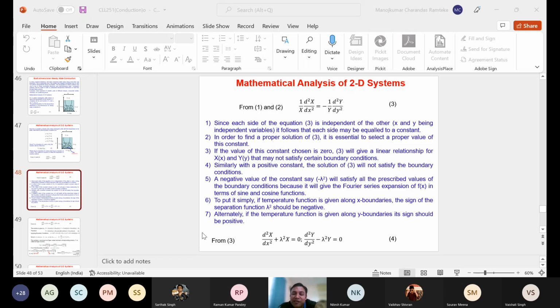If you don't use that specific form, it may satisfy some specific case. Let's say if we use the lambda square and my temperature is also varying exponentially, it may satisfy some specific form, but not a general form. A general form can be satisfied only by sine and cosine waves. Make sense? Okay, so let us stop here and we will continue with this.